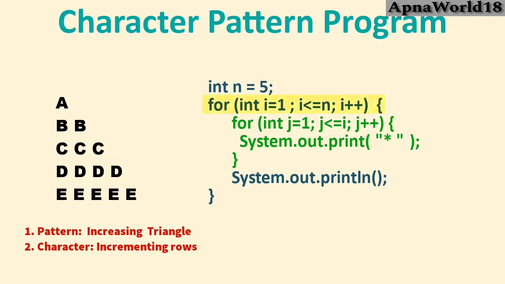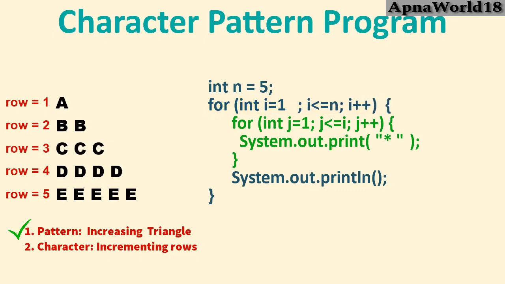Incrementing triangle has outer loop from 1 to n and inner loop from 1 to I. Now that we have the pattern sorted, we will focus on the character. What we see is that the character starts with A and is incremented by 1 in each row. So we need A to be printed in row 1, B to be printed in second row, C in third, and so on. Now which of our loop manages the rows? It is the outer loop.